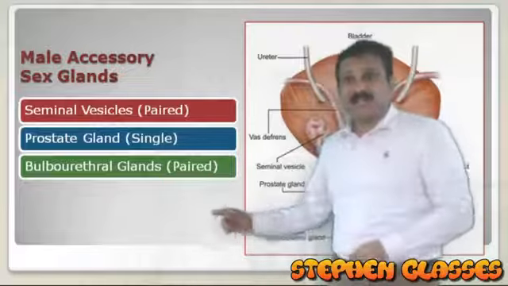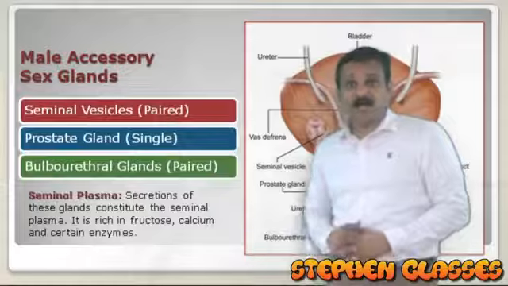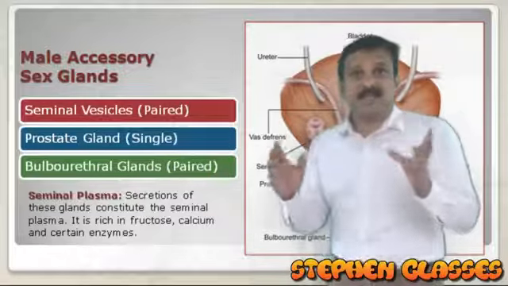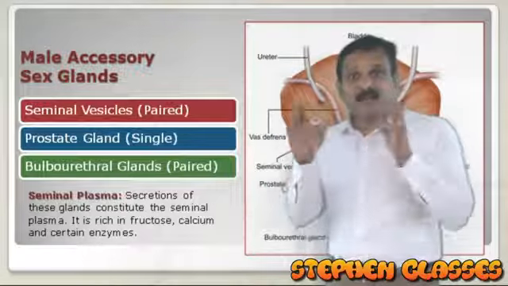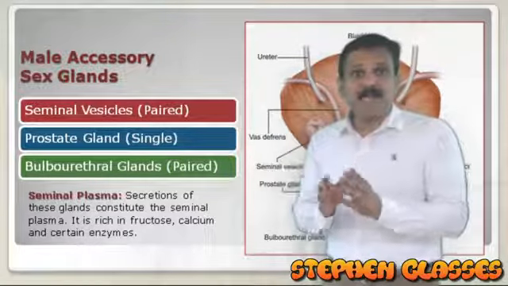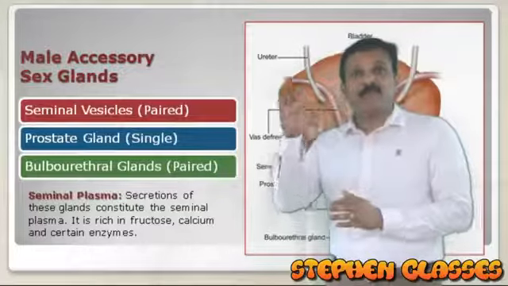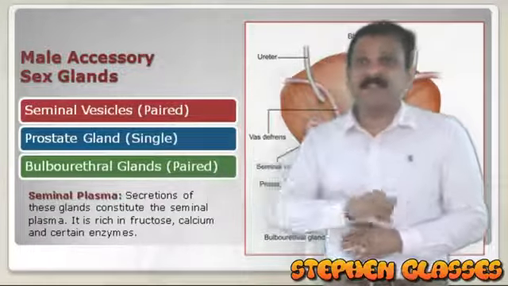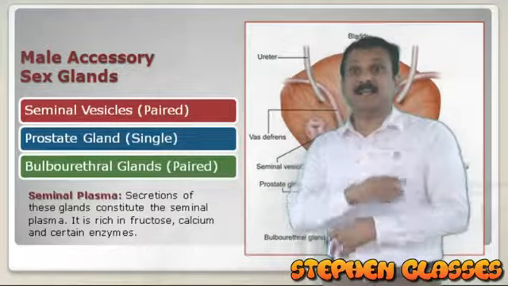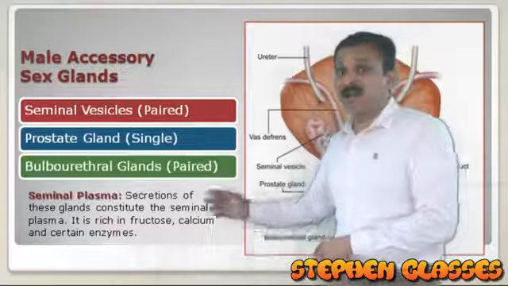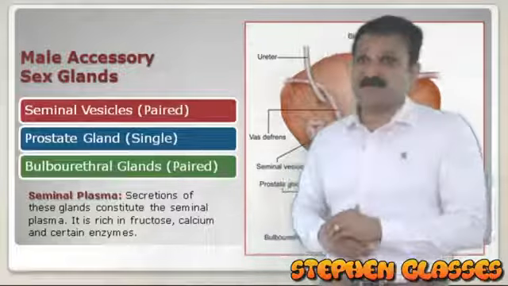So secretions of all the accessory sex glands, that collection forms seminal plasma. Here you can see the explanation now. Seminal plasma is the secretion of these glands, meaning these accessory sex glands. They constitute the seminal plasma, and it is rich in fructose, calcium, and several enzymes. Usually they ask this question, what is present in seminal plasma? Seminal plasma will contain fructose, calcium, and also several enzymes.